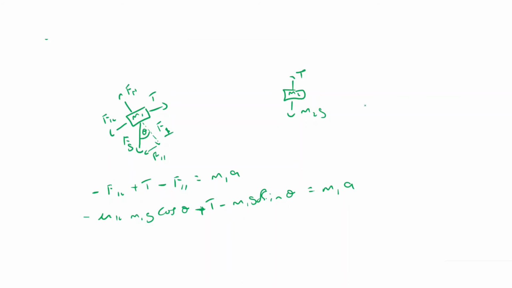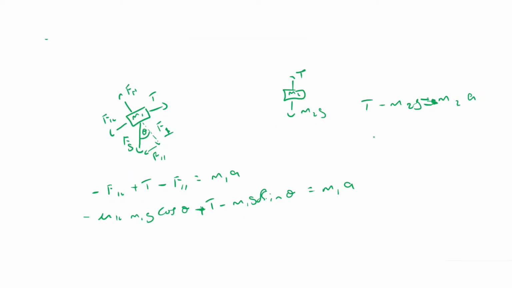Right, for this one, it's just going to be T minus m2g is going to be m2a, but because it's going down, it's going to be minus. So you please don't forget the minus. I don't know why it's not writing the minus. Oh, there is a minus. All right, there's supposed to be a minus here. Just take it as a minus here.